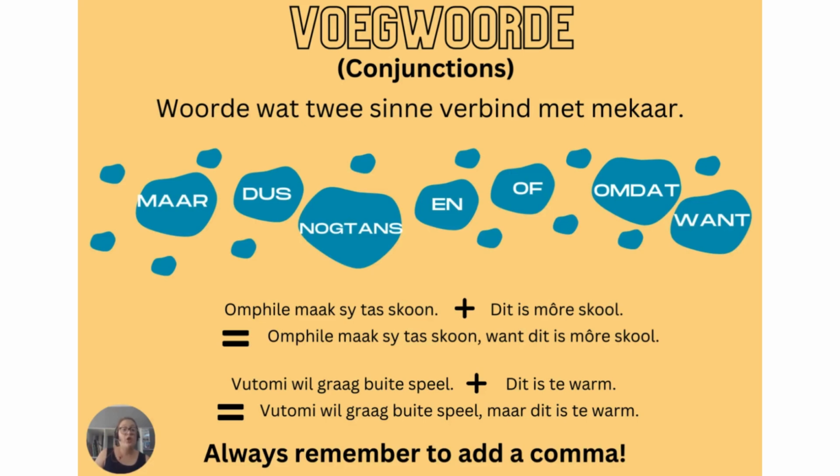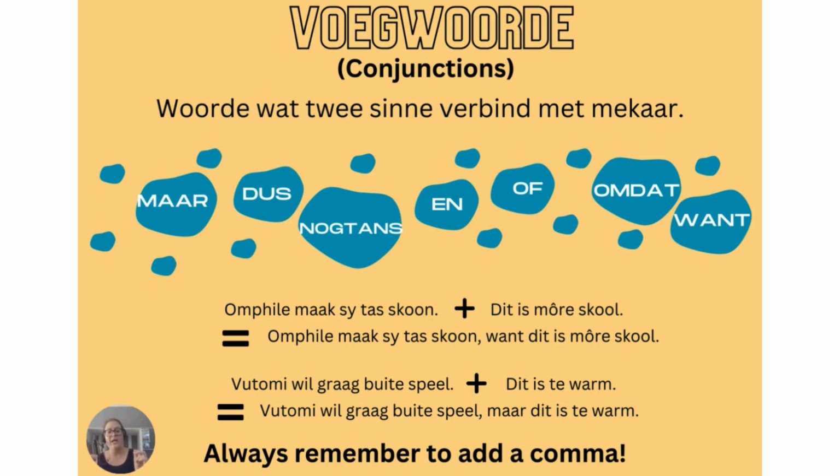Dan het ons voegwoorde. Voegwoorde is our conjunctions. It's words, woorde wat twee sinne met mekaar verbind. So I've got a sentence here and I've got a sentence here, but now I want to make it one sentence. So it needs one word to link the two sentences together. And that one word is called a voegwoord, a conjunction. So Ompile maak sy tas skoon en dit is môre skool. See, it's two separate sentences. Now, I want to add it with each other and make one long sentence.